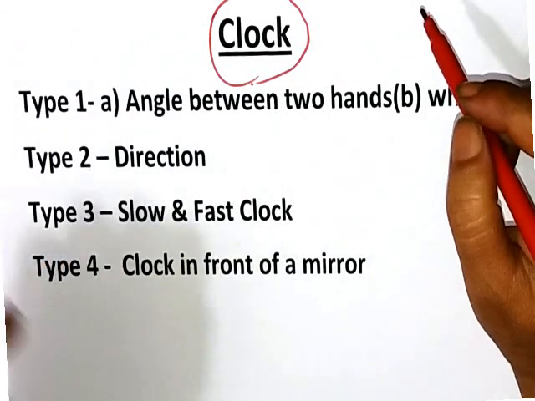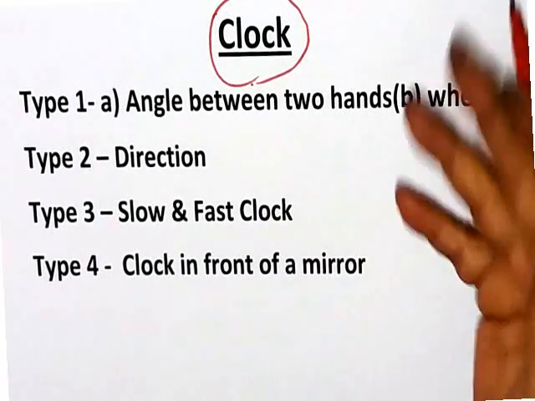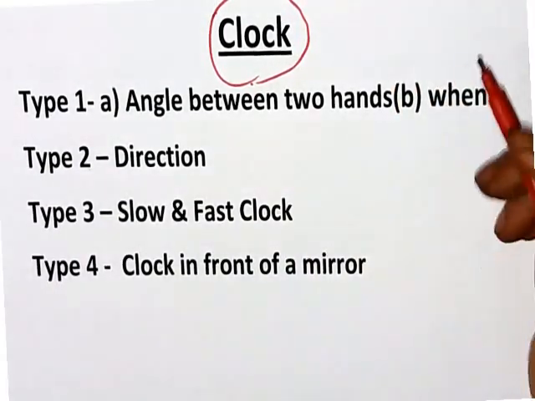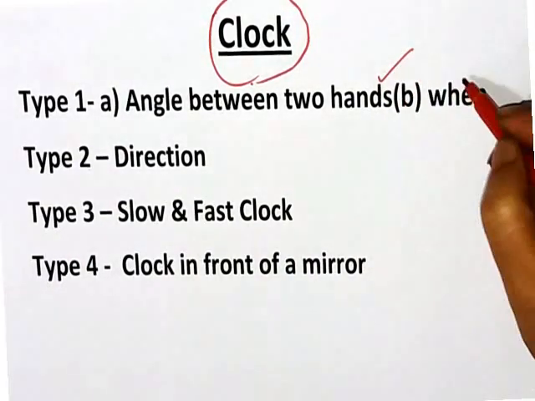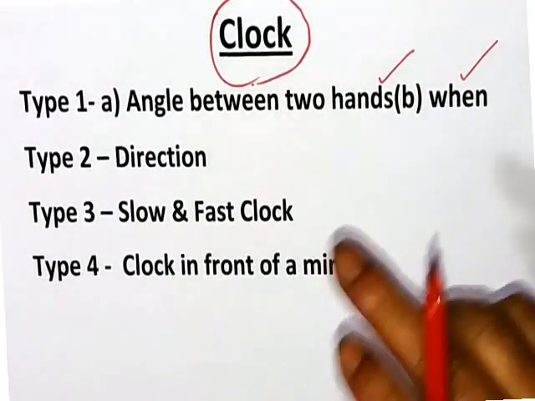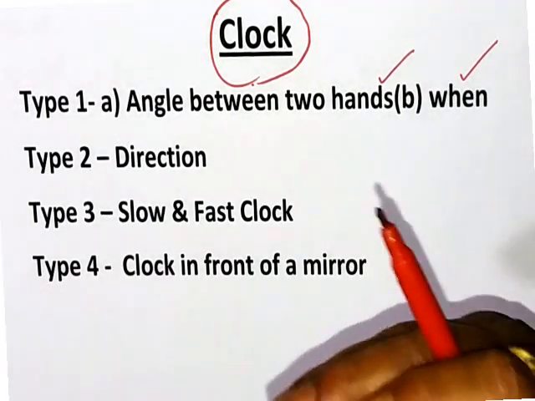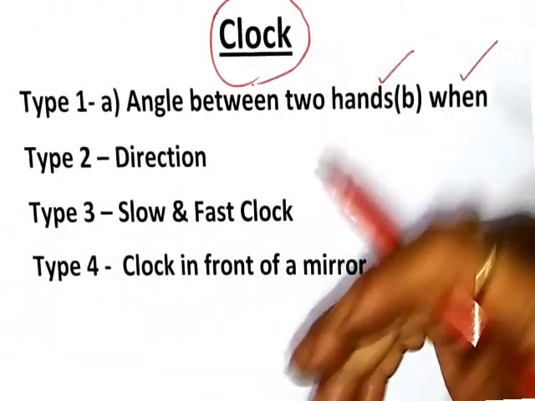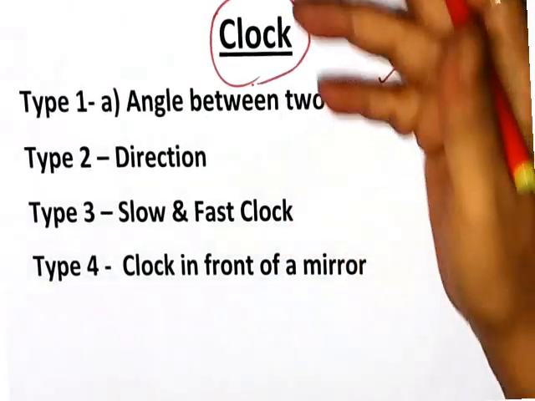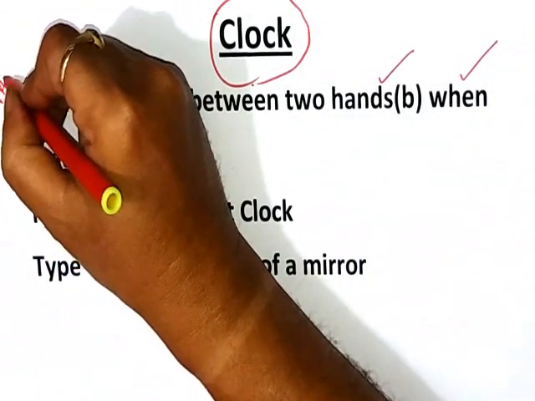In this type of question, we will ask the angle between the two hands, that is the hour hand and minute hand. Or it may be asked when the angle between the two hands of the watch will be 90 degrees during 10 to 11 o'clock. So we are calling it part 1.